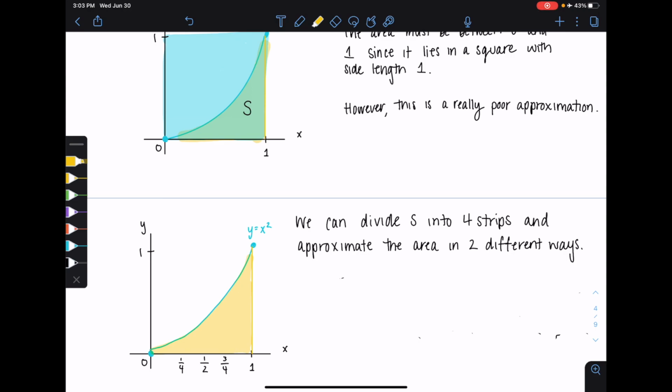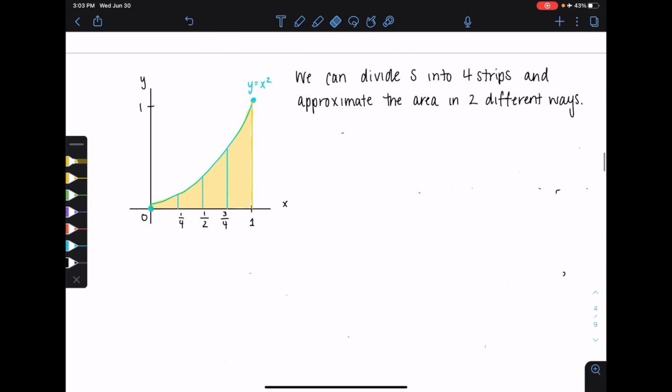And I'm going to approximate the area in 2 different ways. Okay. So by breaking this, I want to cut it in half. So that would be at 1/2. And then I want to cut each of these in half again. Okay. And that creates 4 strips, 1, 2, 3, 4. Each of which I'm going to approximate the area on.